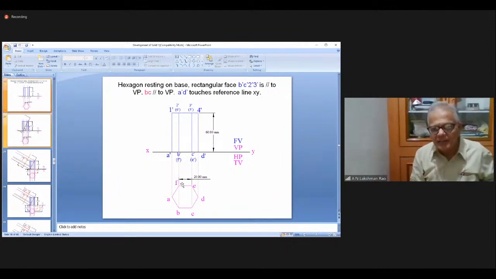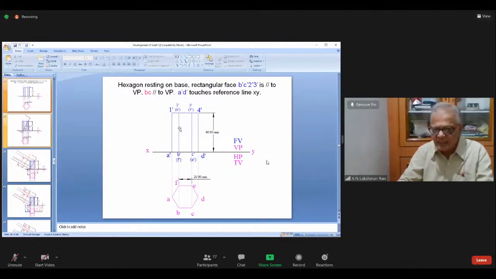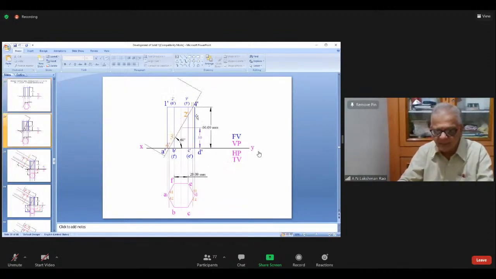In the examination, you will not get an extra drawing sheet, so don't waste space like this. Draw the hexagon very near, otherwise first draw the hexagon, then draw the reference line very near to that. Right. Now, after doing this, it says the section line is cutting at a certain angle.